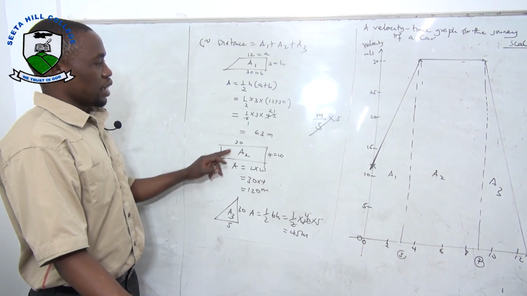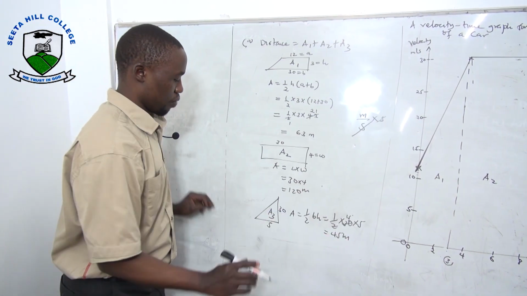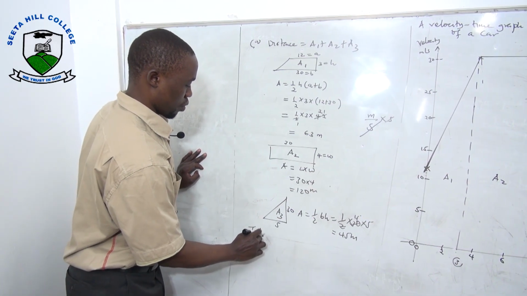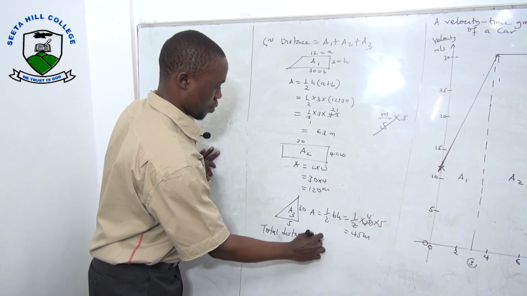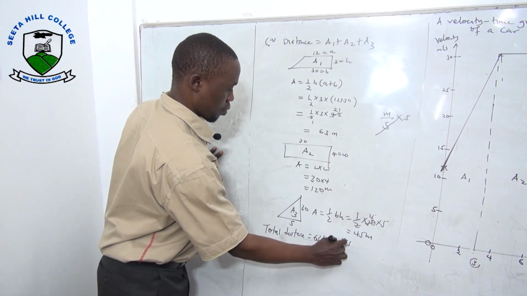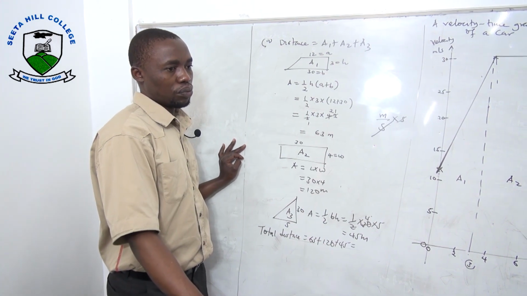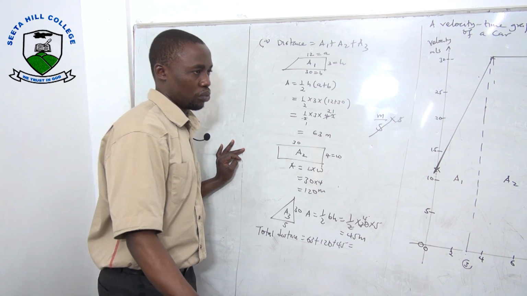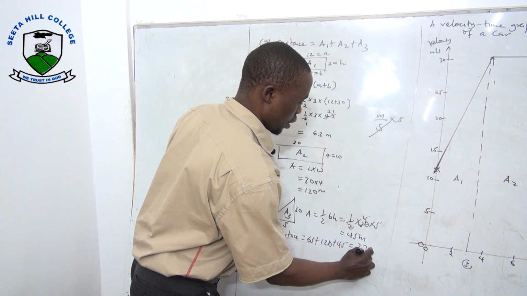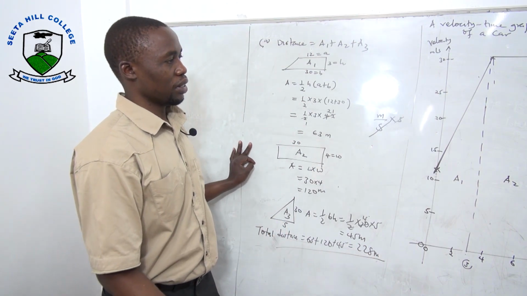Therefore, total distance, add 63 plus 120 plus 45. That gives you 228 meters. Okay, that's good.